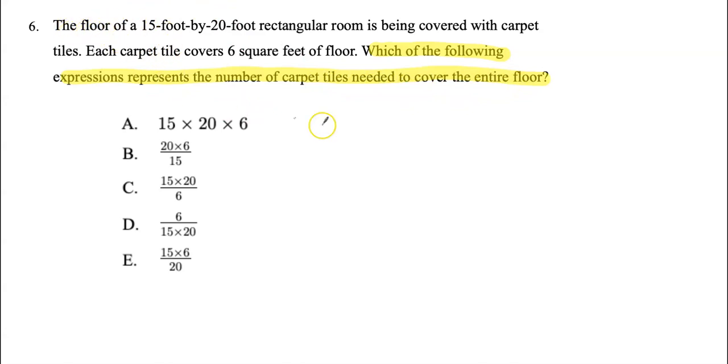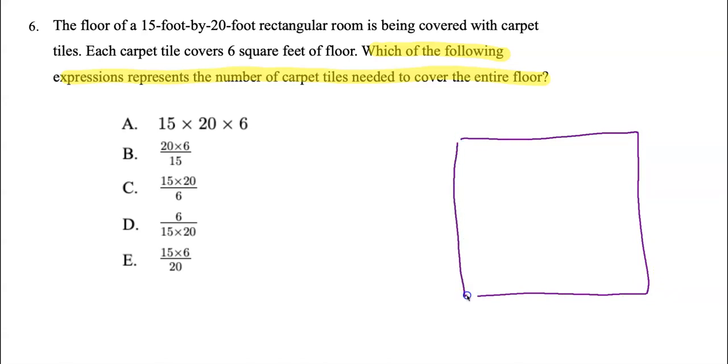We have a floor that's 15 feet by 20 feet. So we'll say this is 15 feet by 20 feet. Now, I have these carpet tiles that are 6 square feet, something like this. Make it a little bigger because I want to write a 6 in there.